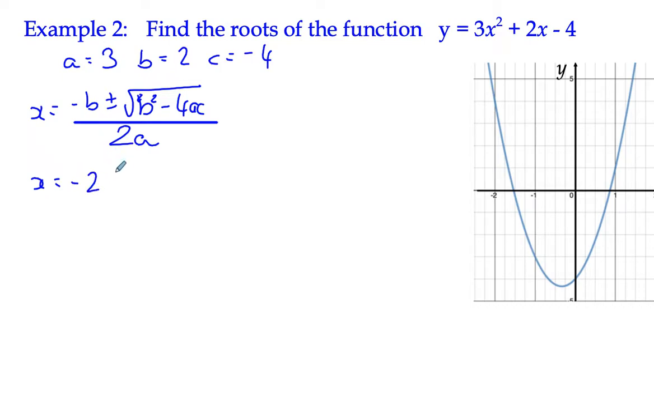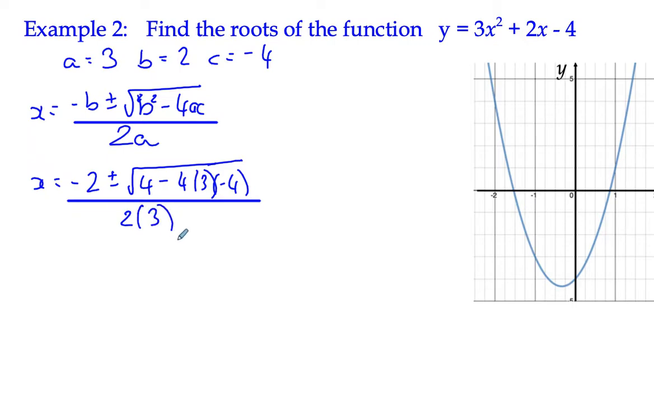It's going to be negative 2 plus or minus the square root of b squared is 4 minus 4 times 3 times negative 4. This is one of the cases where you have to watch out because of that other negative sign. Okay, I'll talk about that in a moment. 2 times a is on the bottom, so that's 2 times 3.